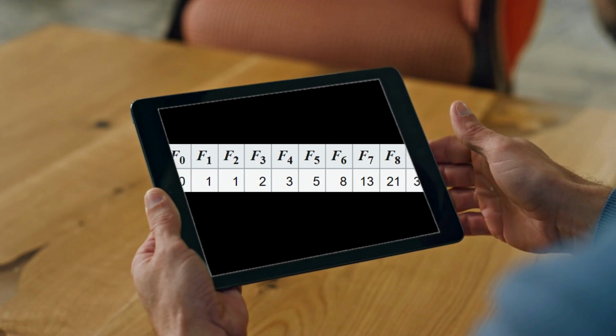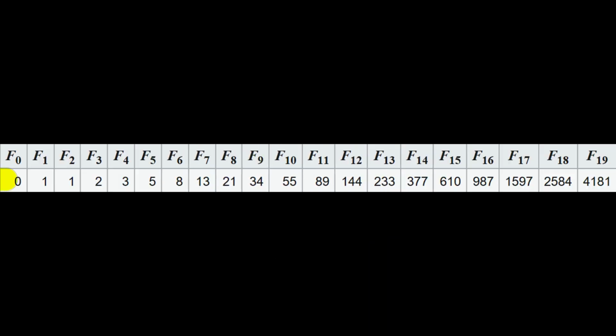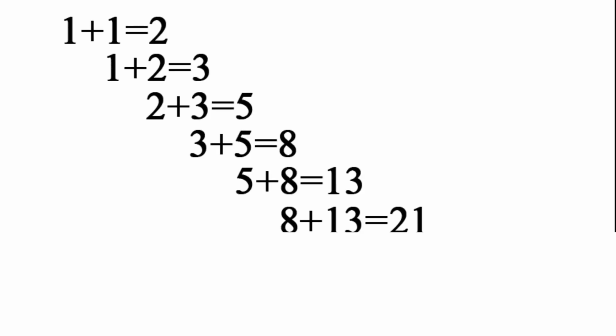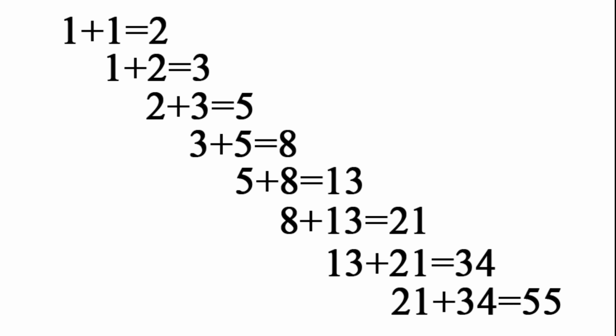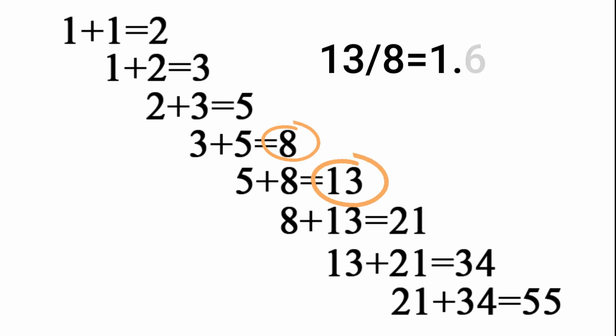Imagine you're looking at the Fibonacci sequence, where each number is the sum of the two before it, like this: 0, 1, 1, 2, 3, 5, 8, 13, 21, and so on. Now, if you take any two numbers next to each other in this sequence and divide the bigger one by the smaller one, you get a number close to 1.618.